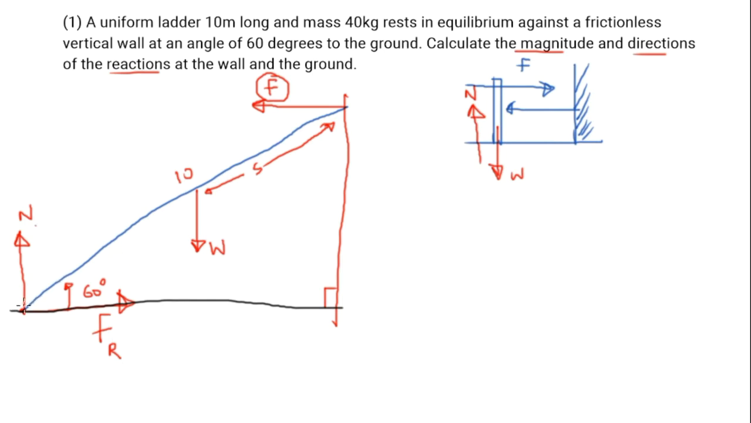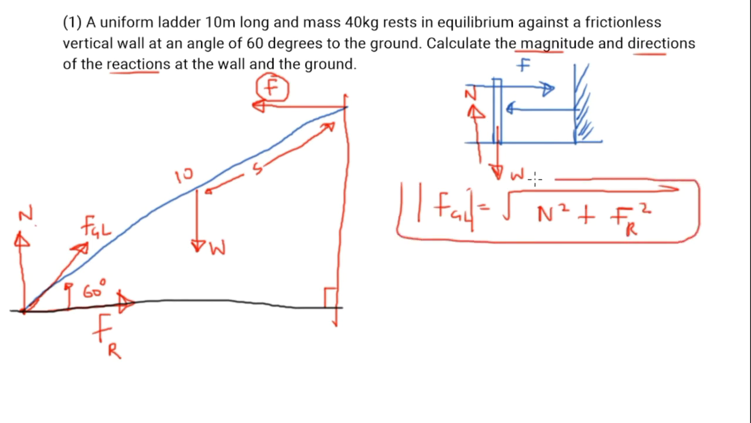So the total reaction that will be felt by the ladder from the ground, let's have it in this manner. This is called the force of the ground on the ladder. Now notice that the magnitude of the force of the ground on the ladder is the square root of the square of the normal reaction and the square of the frictional force. That is the formula to find the force that the ground exerts on the ladder.